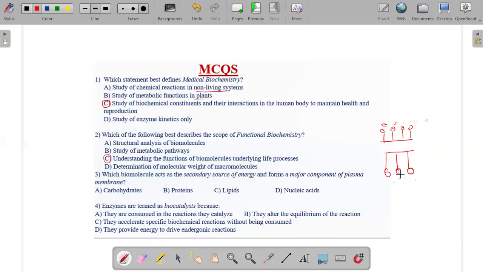So the polar one, we're saying it's the hydrophilic one, hydrophilic, water loving. That's why we're having such an arrangement. We end up having the heads facing outside, tails inside, right? Now that's a phospholipid, and that's the largest component of the plasma membrane, isn't it?